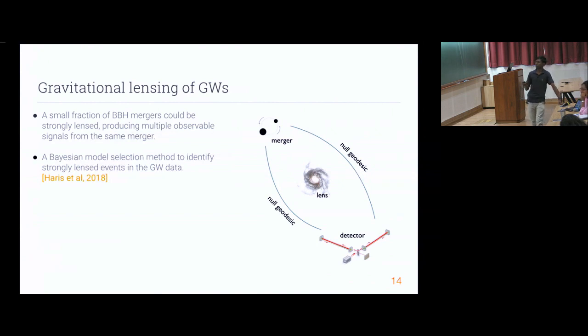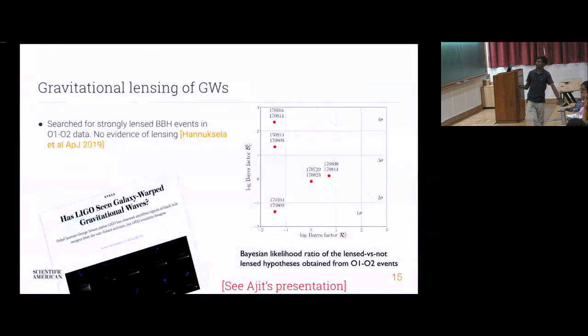So we have developed a Bayesian model selection technique to identify such pairs of events among the events observed by LIGO and Virgo. Here are the results from the O1, O2 data. These are the Bayesian likelihoods for individual pairs of events. They quantify the confidence for these pairs to be lensed pairs of events from a single binary black hole merger.